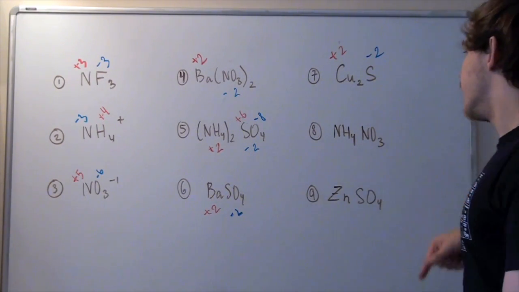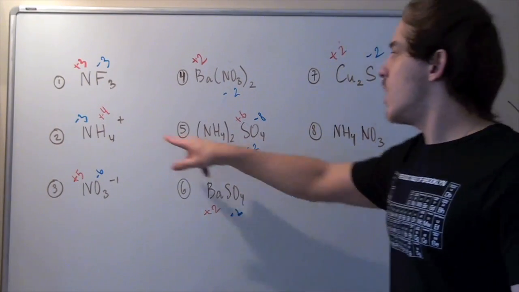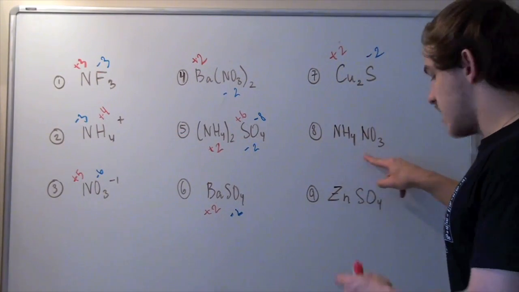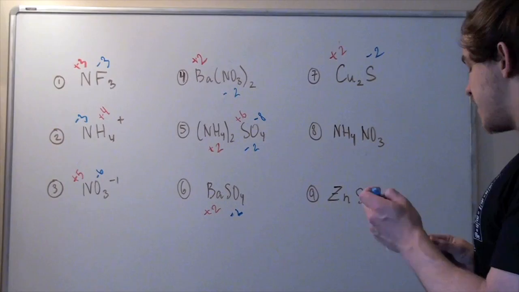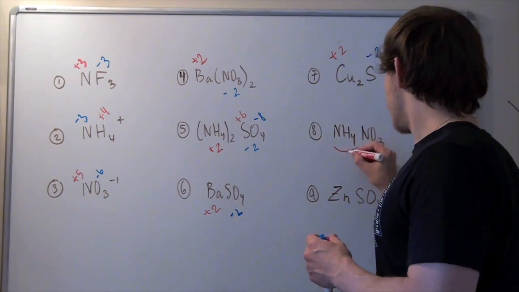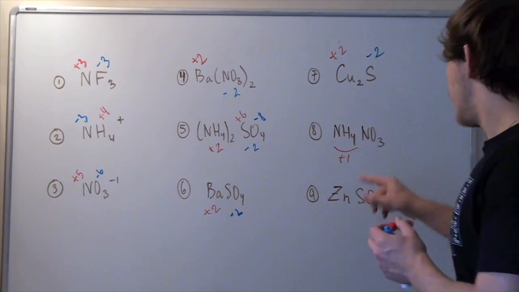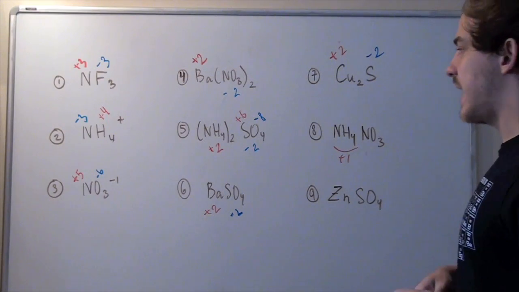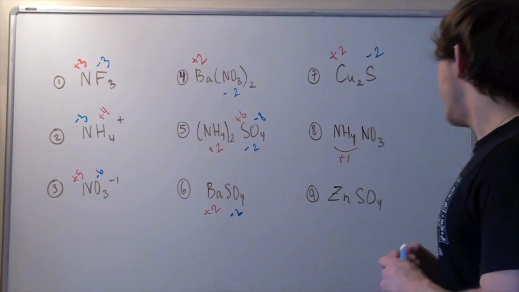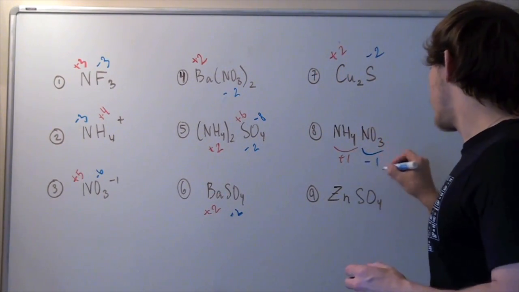Let's look at this guy. Now we already did ammonium. We know that's +1. So if this whole thing is neutral and this whole guy must be +1, now this whole guy must be -1. And we saw that in this example, it was -1. So this whole guy is -1.